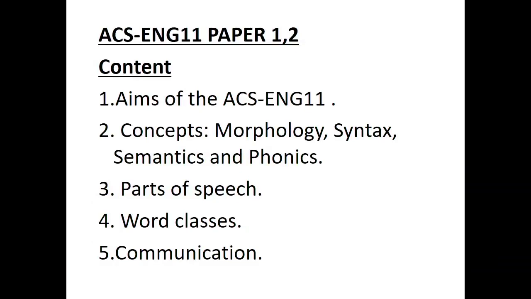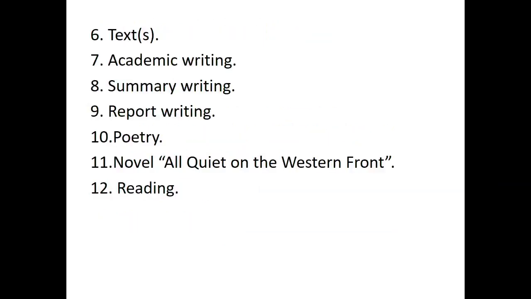Okay, now let's quickly go through the content of this presentation. As I said earlier on, this recording combines two papers, paper 1 and 2, for English, ASC, ENG 11. Now, the content of this presentation, we are going to talk about the aims of this module. And then we are going to define the concepts: morphology, syntax, semantics, and phonics. And then parts of speech, word classes, communication, and then text. And then we'll also talk about academic writing, summary writing, report writing, poetry. And then, of course, we'll talk about the novel titled All Quiet on the Western Front. And then we'll end up with reading.